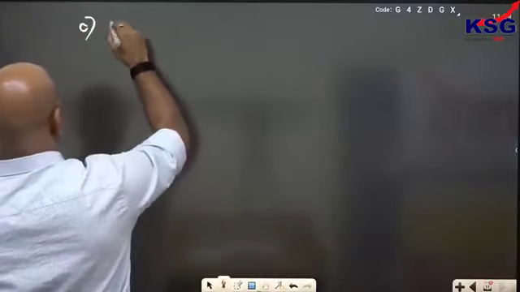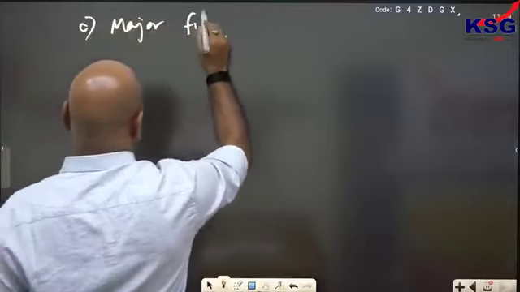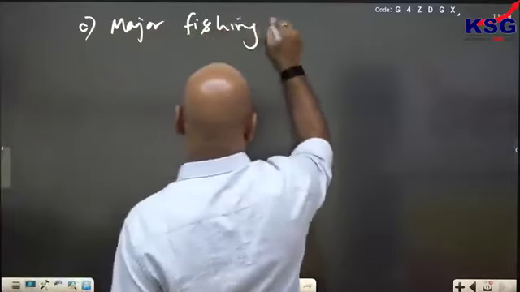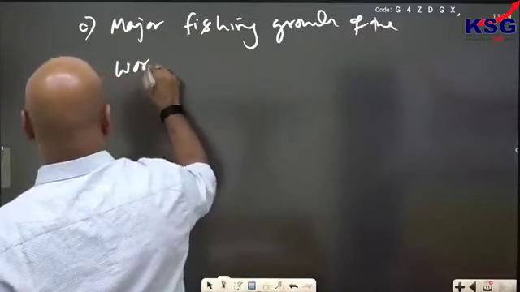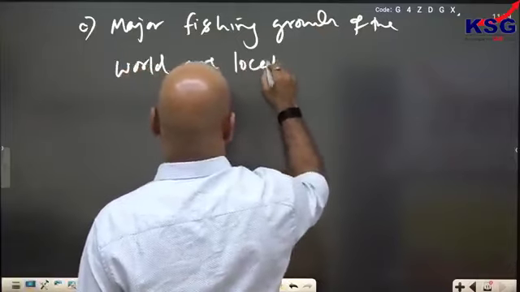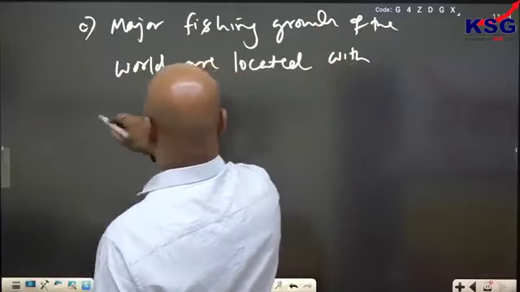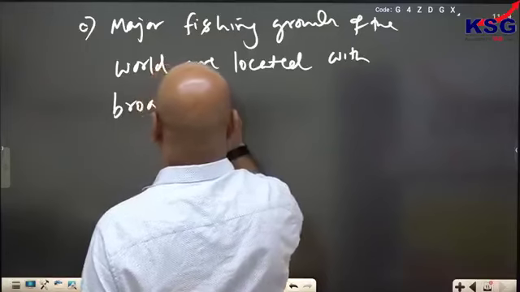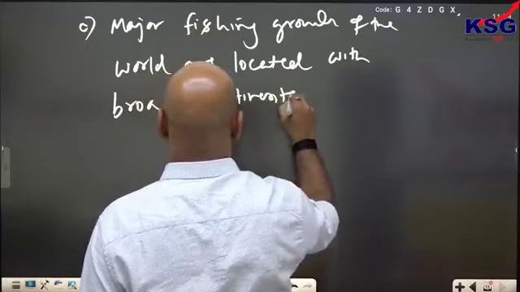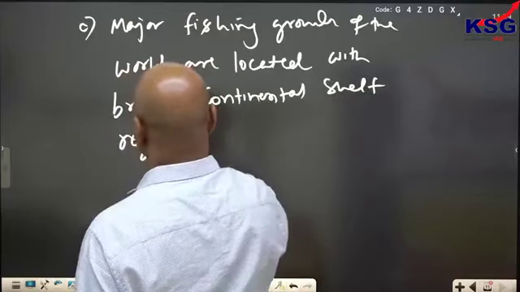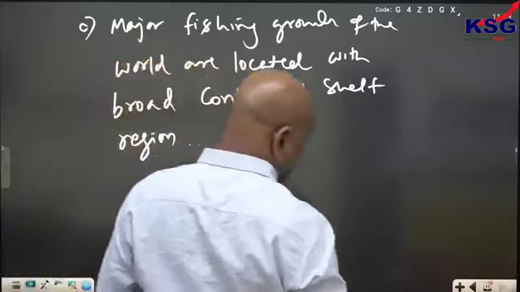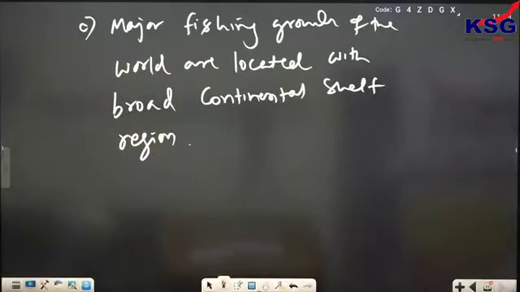This is the first point. Another thing, the third point: major fishing grounds of the world are located within the broad continental shelf region. Very broad continental shelf region you have.